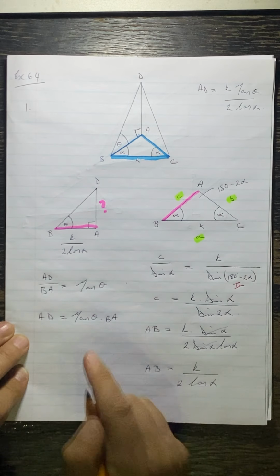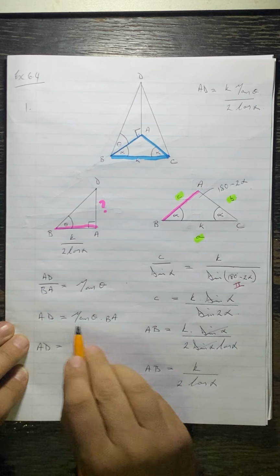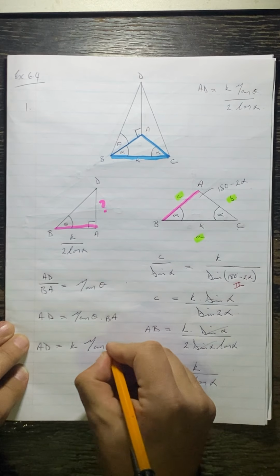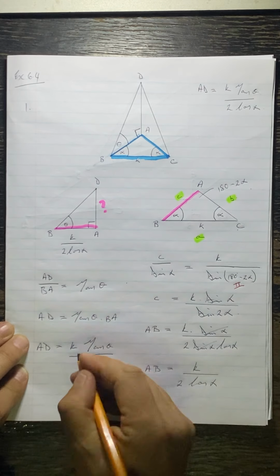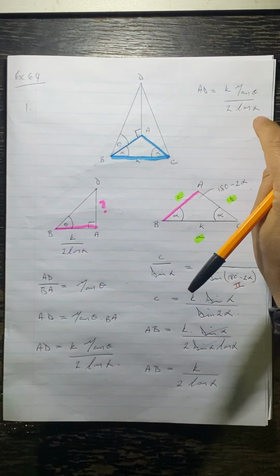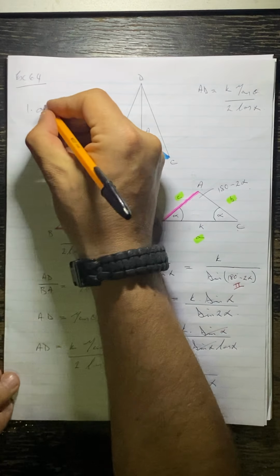which is this thing over here. So we get that AD is equal to K tan theta all over 2 cos alpha. And that's what they wanted us to prove. All right. Then question B, so this is question A.